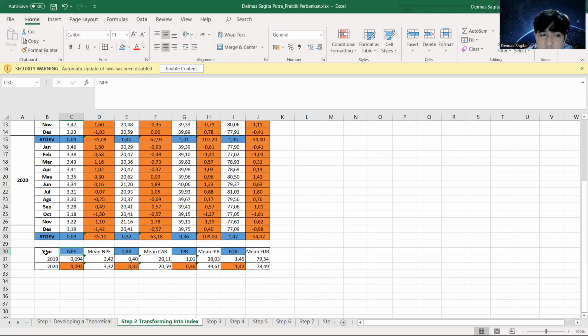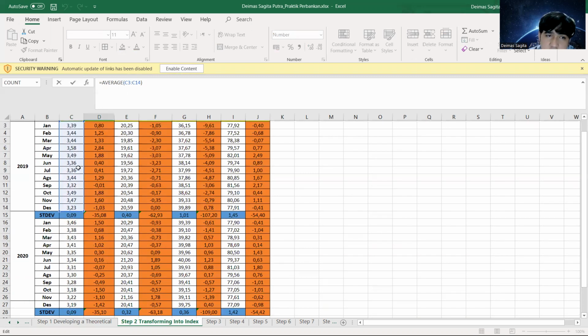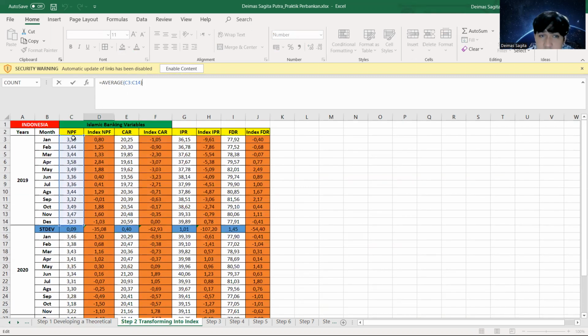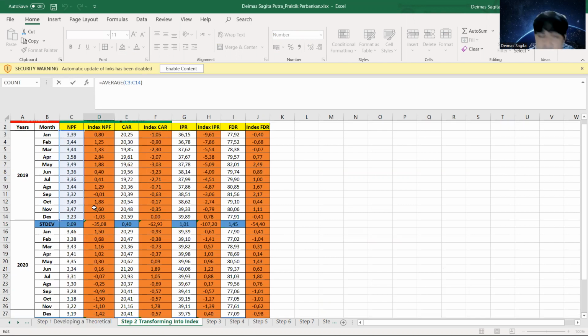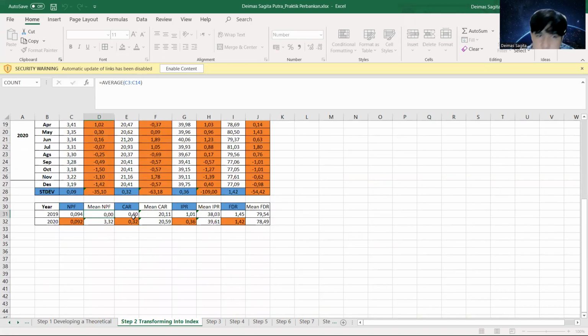Make the year, NPF, min NPF, CAR, min CAR, IPR, min IPR, FDR, and min FDR. And try to find the mean NPF first. The formula is equal AVERAGE, and just block all the data from NPF from January until December 2019, and just enter. Do the same with the 2020 data, like this.